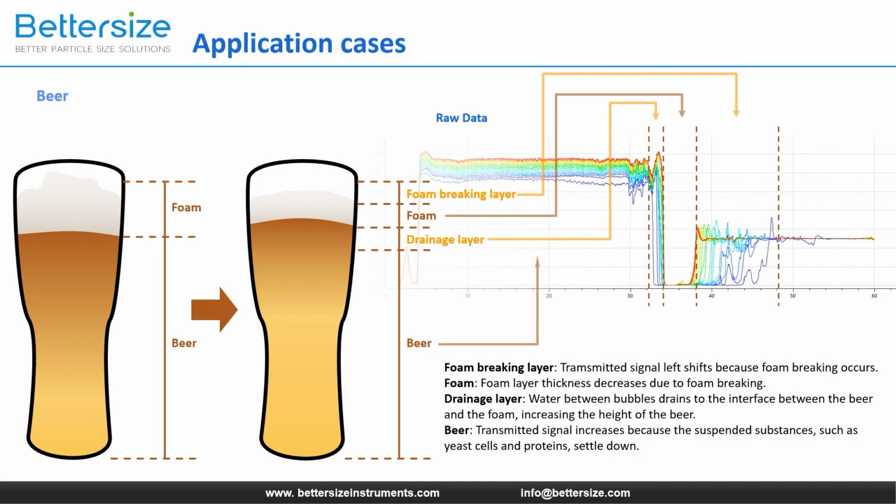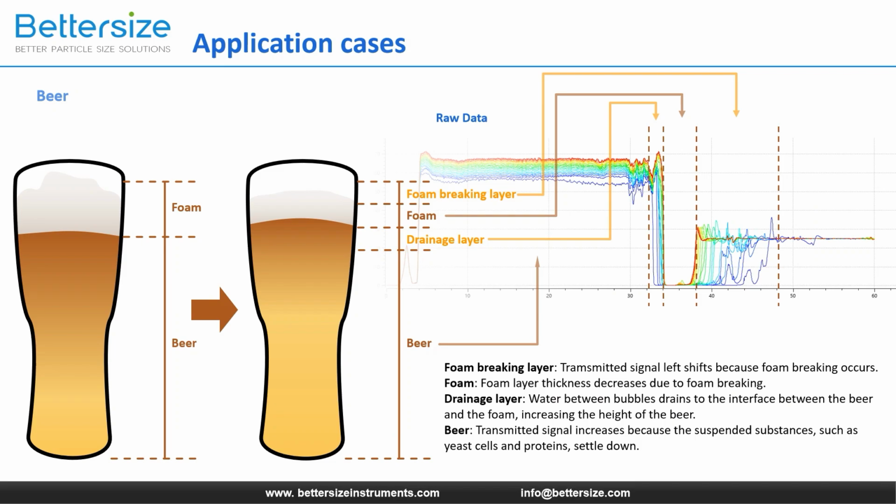This figure shows how the beer foam changes. As time goes on, the foam recedes and the water droplets between the bubbles drain to the interface between the liquid and the foam due to gravity to form a new drainage layer. The variations of transmit signal concerning the phenomenon can be detected.